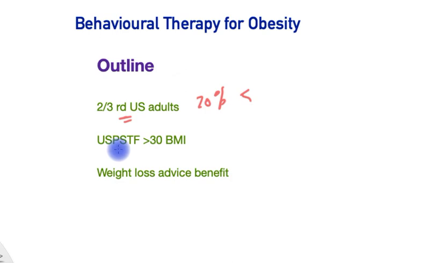The United States Preventive Services Task Force has determined that anyone in the US with a BMI of greater than 30 ought to be provided access to multimodality treatment for control of obesity in the long term. Now, there is no doubt that when weight loss advice is provided effectively over the long term, then research evidence points towards a significant benefit.